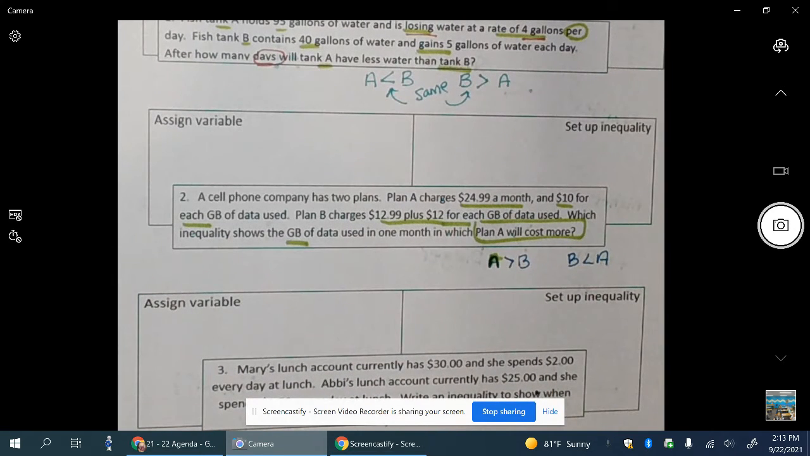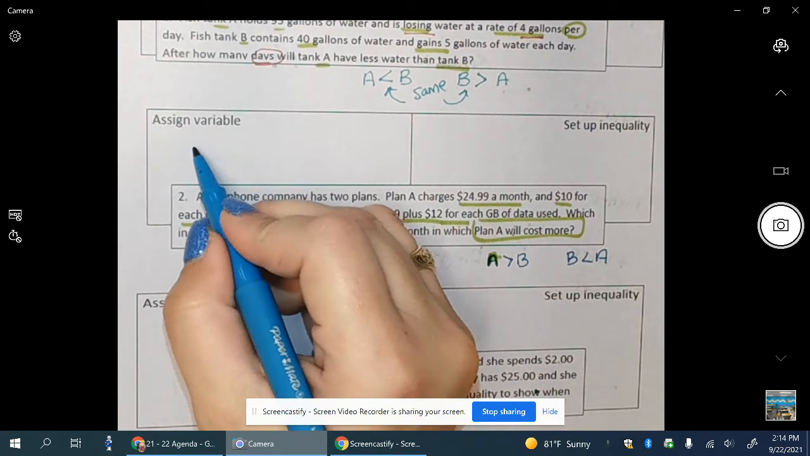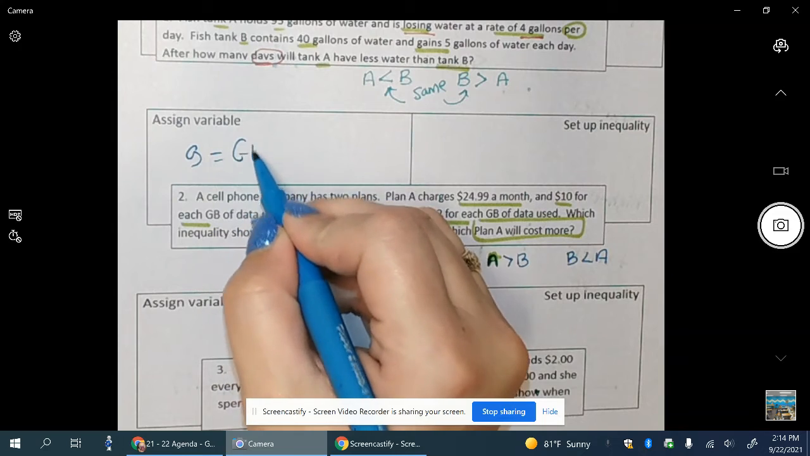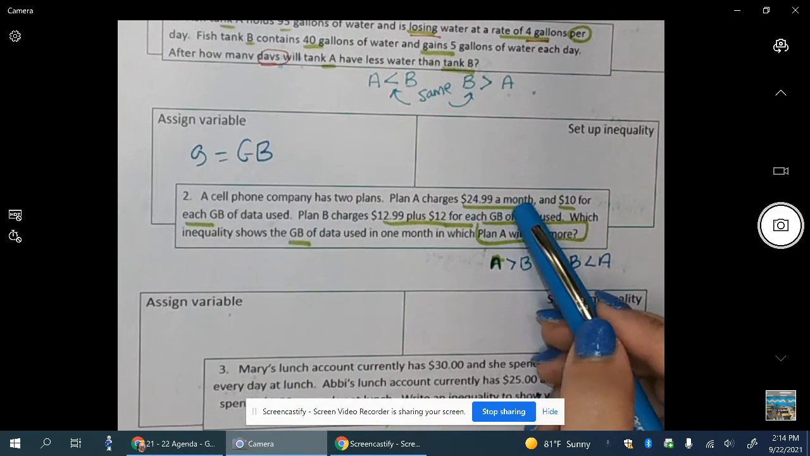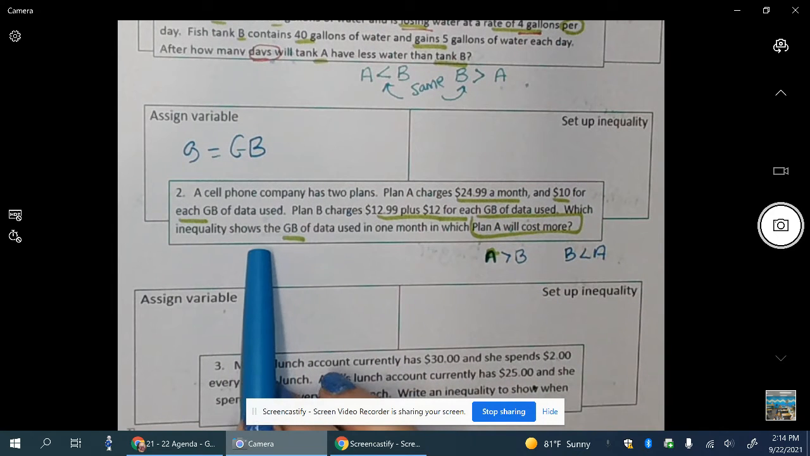Now, this one is a little tricky. What is the variable? Months. Wouldn't it be $10? The variable. It's data. Oh, the gigabyte. The gigabytes. The data. Either one, yeah. We'll do G for gigabyte. You can do D for data. But it is tricky because you see $24.99 a month. But what does the question ask?